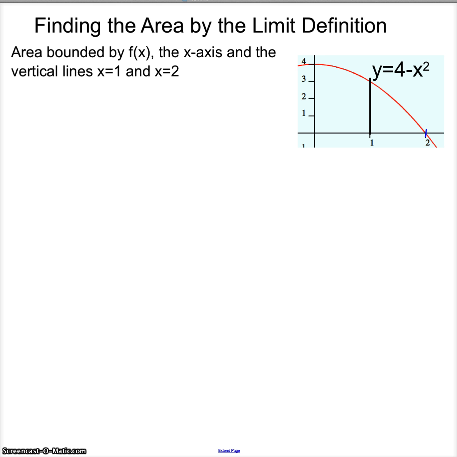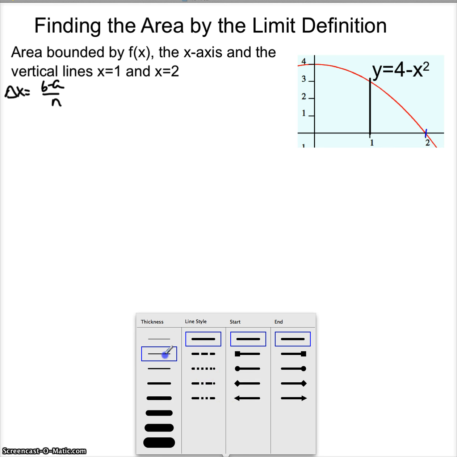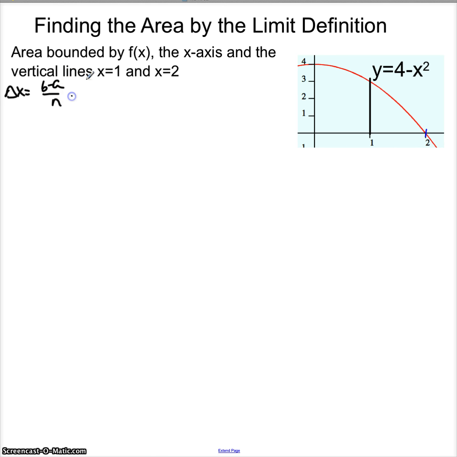Okay, let's even switch colors here. Delta x equals b minus a over n. I want to make my pen a little bit thinner. I don't know why it popped over there. So this is 2 minus 1 over n, or 1 over n.